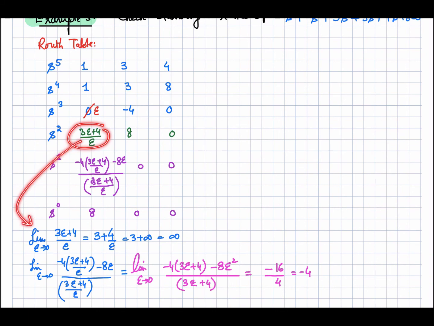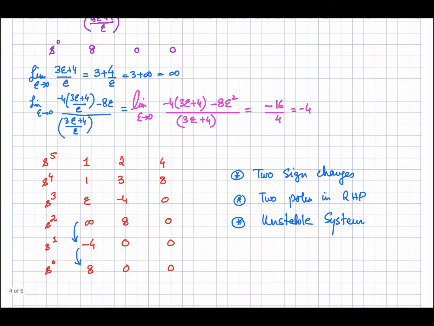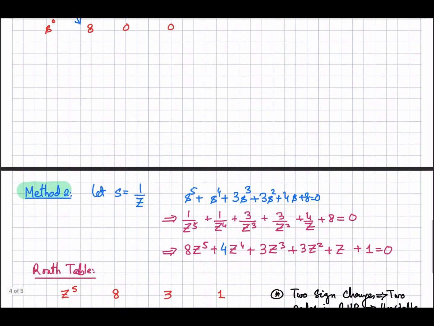Applying the limit, epsilon approaching 0, of (3 epsilon squared plus epsilon plus 4) by epsilon, we get positive infinity. Then applying the limit over this one, this will give you minus 4. So this table can now be written like that: infinity, then minus 4, and then 8. You can observe sign changes. This is positive, this is positive, but this is negative. One sign change over here, and then from negative to positive, another sign change. So two sign changes means two poles in the right half plane, and it is an unstable system because there are sign changes in the first column of the Routh table.